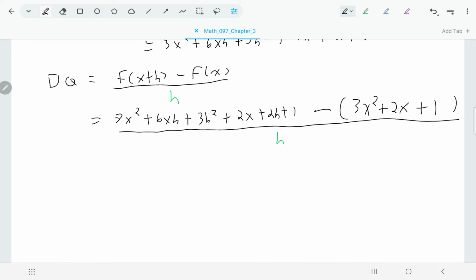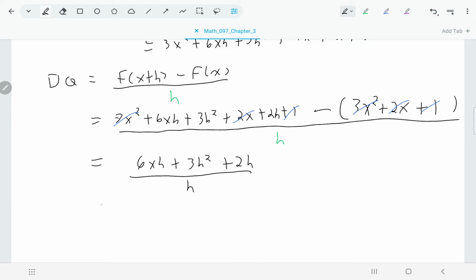And as I'm carrying out my subtraction, I can see a bunch of things are going to go away. I have the 3x squared minus the 3x squared. Those will be gone. I'll have the 2x minus the 2x. That will be gone. And the 1 minus the 1. That will be gone. So the only thing left would be the 6xh, the 3h squared, and the 2h.